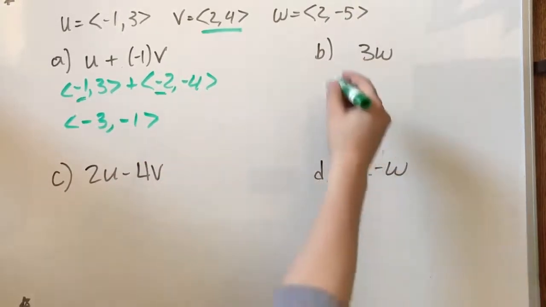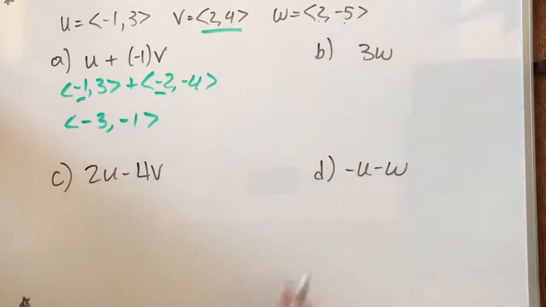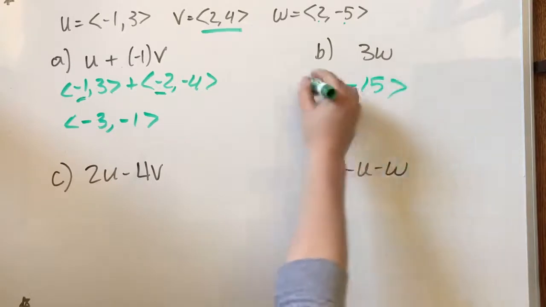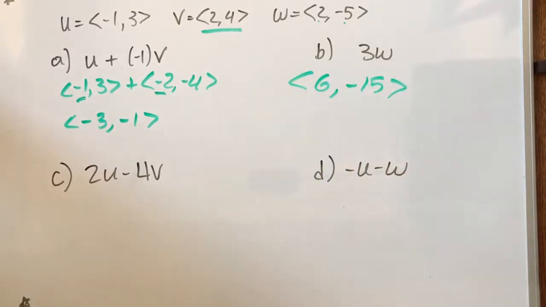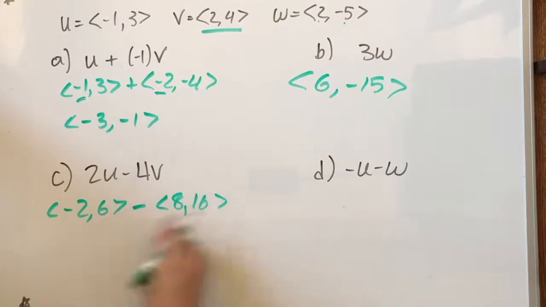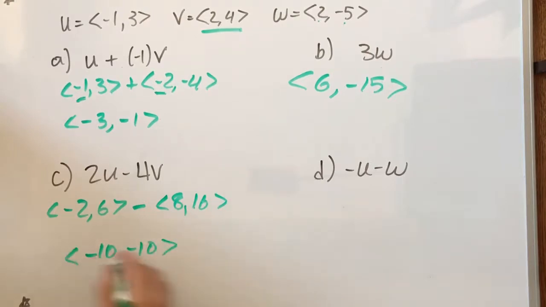3 times w, same idea. I'm just going to multiply each part of w by 3. So I'll end up with 6 and -15. And then I think you maybe get the idea now. So for this one, just multiply 2 through u, multiply 4 through v, and then just add, or in this case, subtract corresponding parts. So I'll get -10, -10.